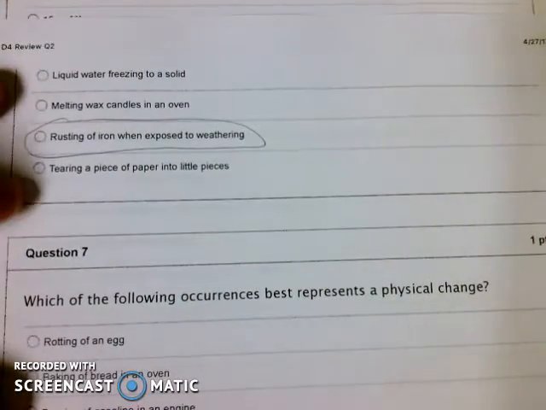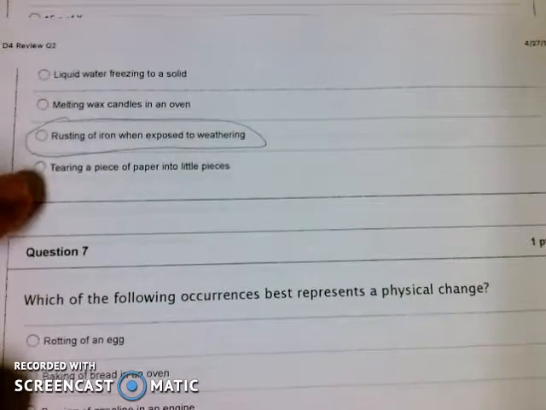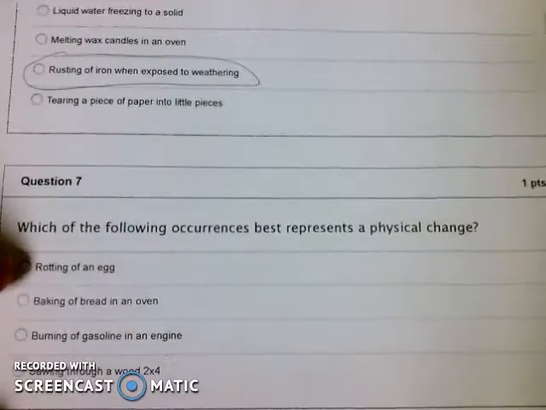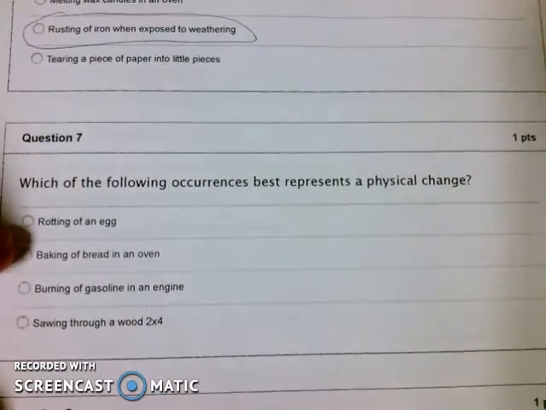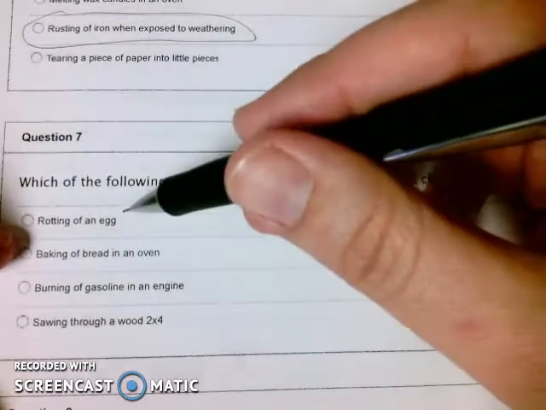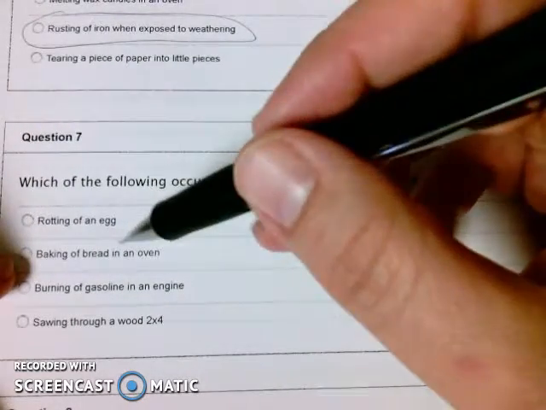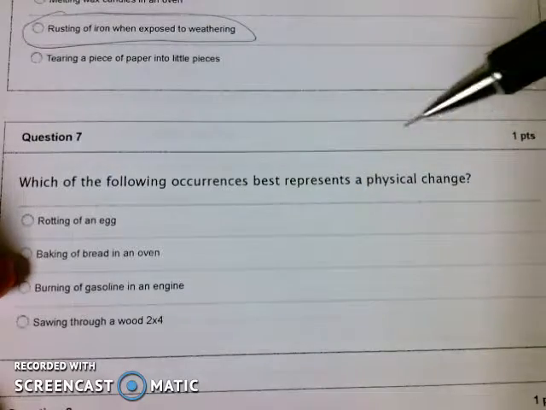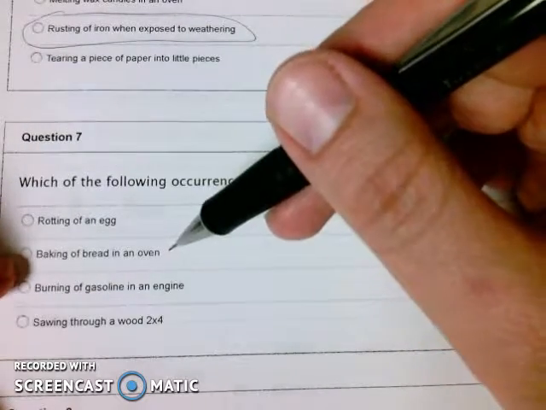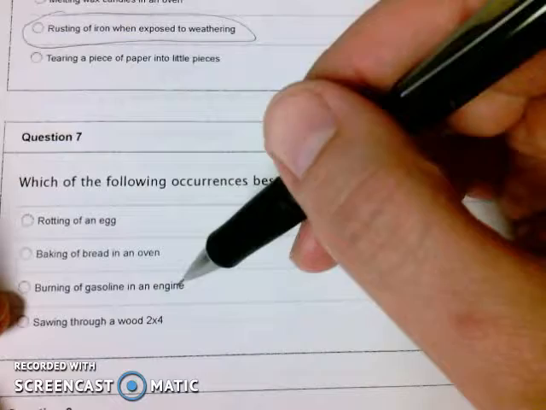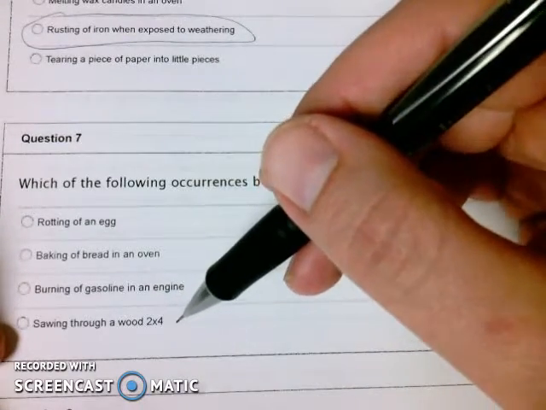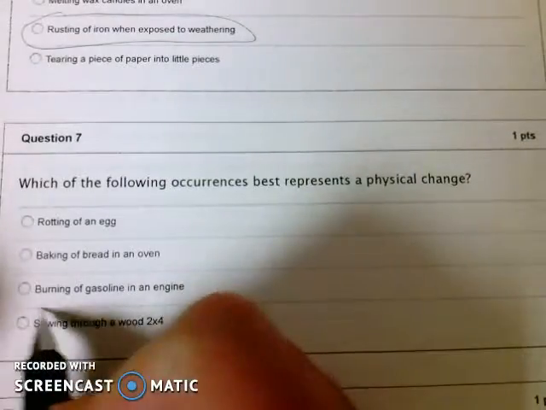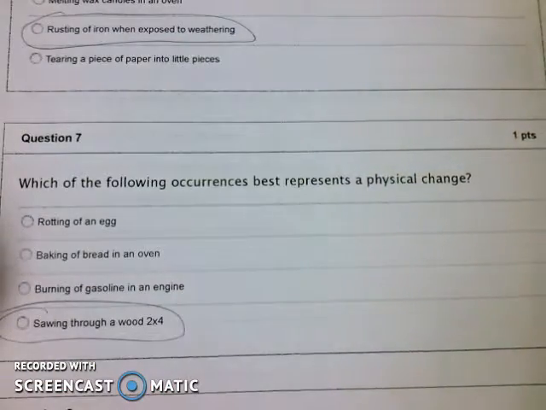Okay, tearing a little piece of paper into smaller pieces, that's just a physical change. Question number 7, which of the following occurrences best represents a physical change? Rotting of an egg, that's a chemical change. All right, you're creating hydrogen sulfide, it's a stinky gas. Baking of bread in an oven, that is actually a chemical change also. Okay, the yeast is doing some funky stuff. Burning of gasoline in an engine, definitely a chemical change. Anytime you burn something. Sawing through a wood 2x4, all I'm doing is breaking that 2x4 into smaller pieces, right? That's a physical change.